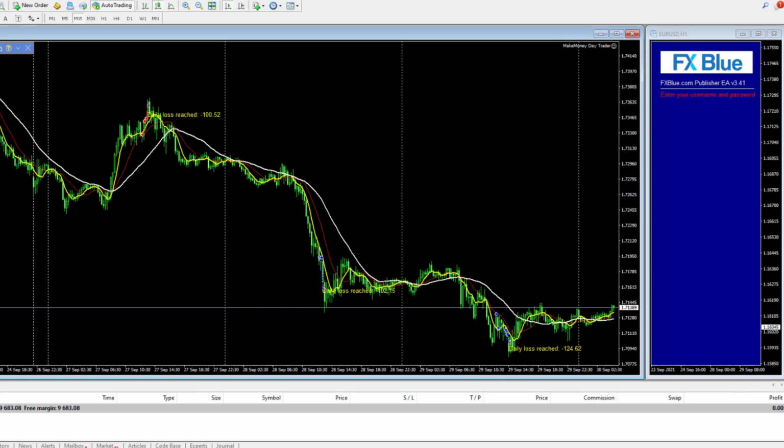So again, for the reversal, I would say we could possibly look at 2 hours later, but for the with-the-trend trade, we could look at two hours earlier.